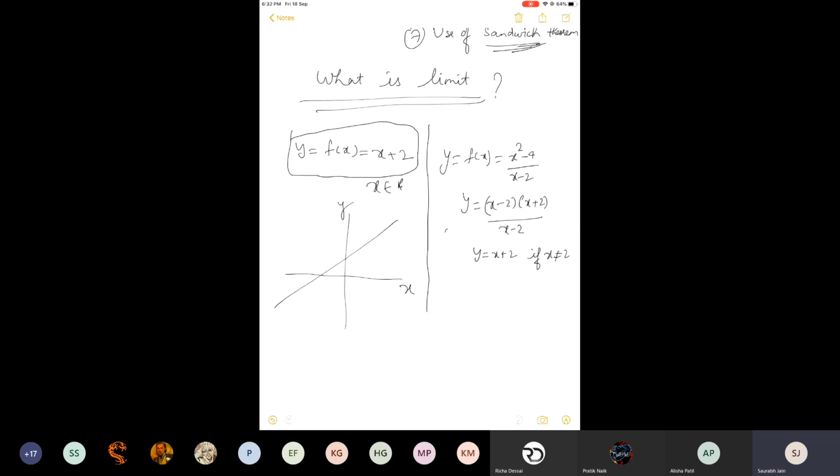The original function is x square minus 4 upon x minus 2. What is the domain? R minus 2. That means you are not allowed to put x equal to 2 here. That's it. So if I cannot put x equal to 2, that means this thing cannot be 0. So I can cancel it because x is not 2 in this whole question.